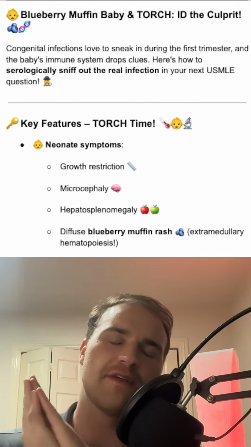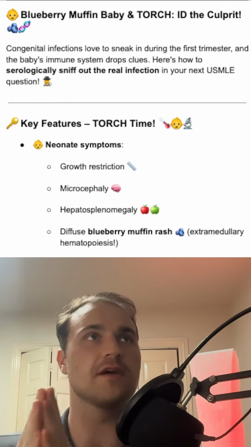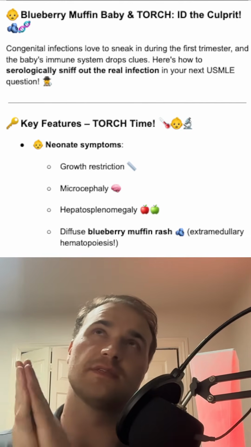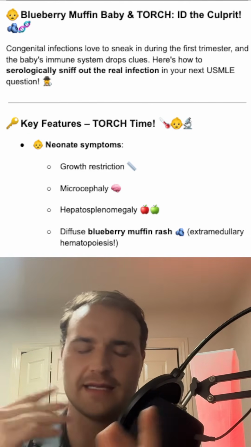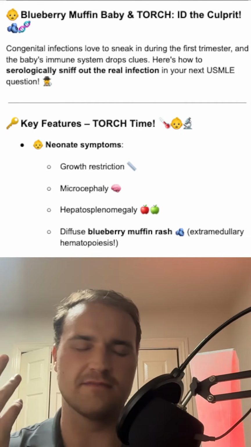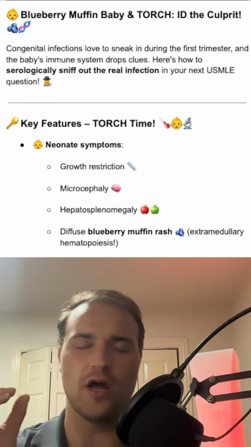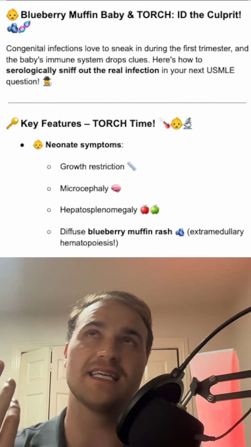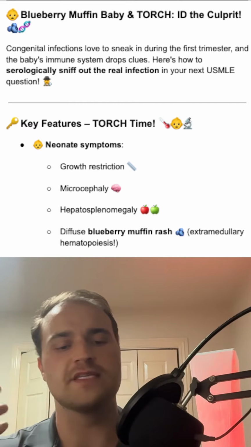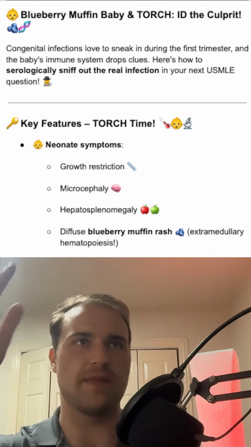I want to explain TORCH infections really simply. So TORCH infections are congenital infections that the mom passes on to the baby. T stands for toxoplasmosis. O is other, so that's like syphilis, parvovirus B19, and varicella zoster virus. R is rubella. C is cytomegalovirus. H is the herpes simplex virus. These TORCH infections are going to be seen in the baby, passed through pregnancy.